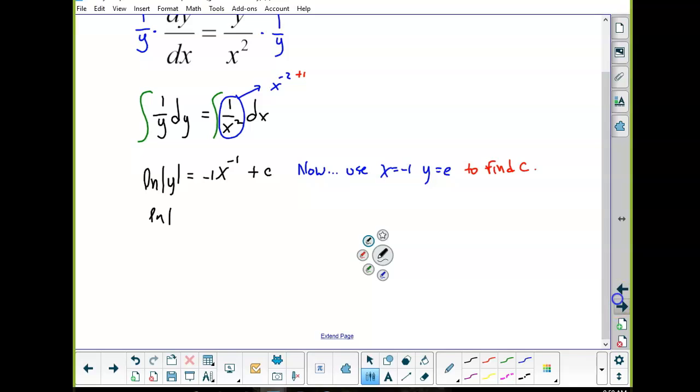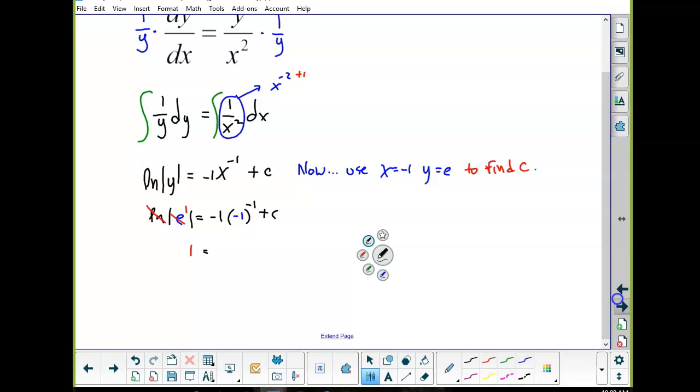So let's plug in e, and then we'll plug in negative 1. Sometimes this is really friendly, sometimes it's a little more challenging. Keep in mind this is e to the first power, because the natural log and e, those are inverses, so they're going to go away. And all I'm left with is 1 on this side.